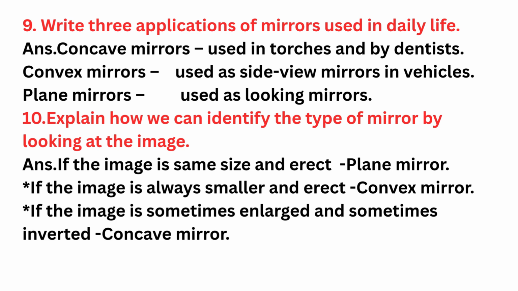Question number 10. Explain how we can identify the type of mirror by looking at the image. Answer. If the image is same size and erect, it is a plane mirror. If the image is always smaller and erect, it is a convex mirror. If the image is sometimes enlarged and sometimes inverted, it is a concave mirror.